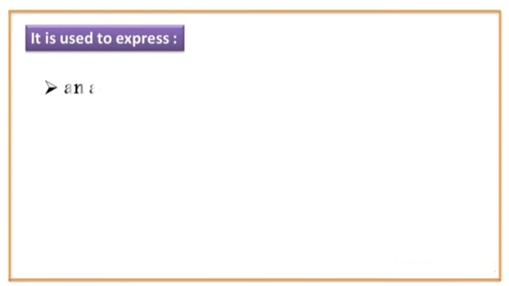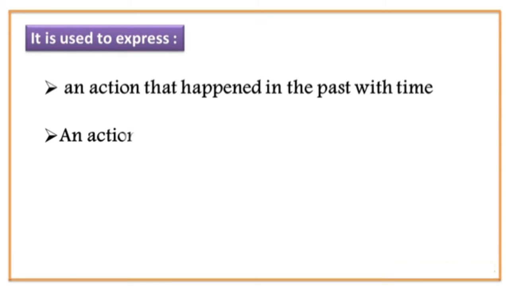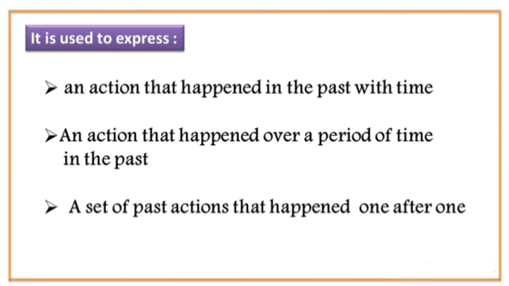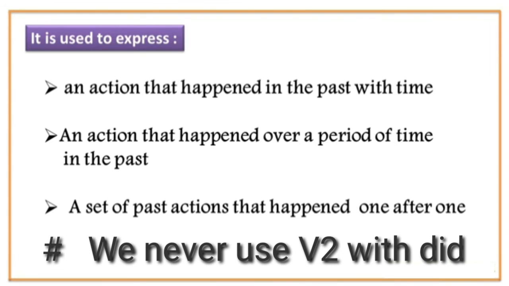Past simple is used to express an action that happened in the past with the time, an action that happened over a period of time in the past, and a set of past actions that happened one after another. We never use verb 2 with did.